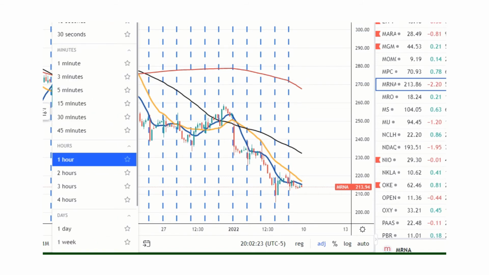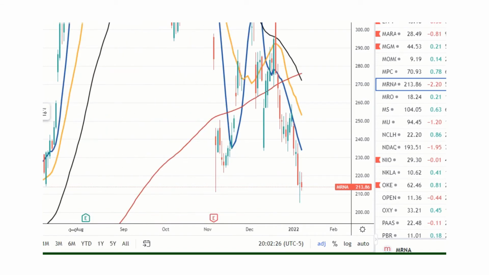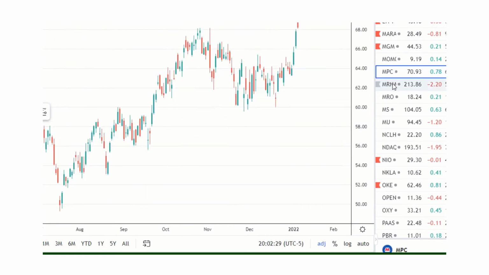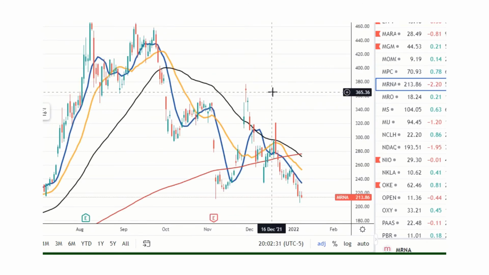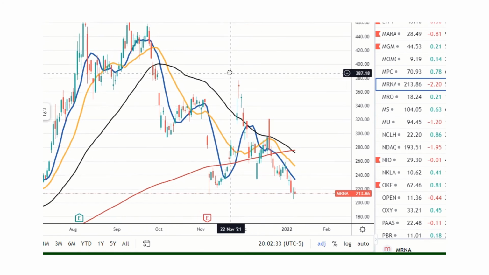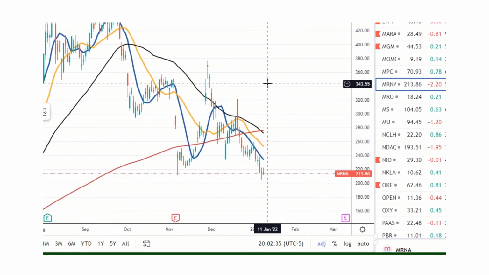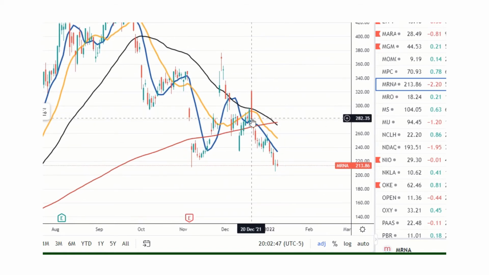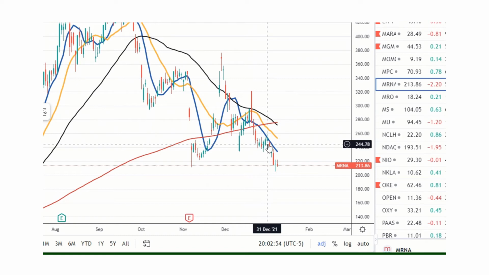Let's look at the daily time frame. It wasn't this clear with the Tesla chart, but over here we can clearly see that it's in a downtrend, and it's been in a downtrend for a few days. There was a pullback over here in December 28th for a few days, and then it continued going down.